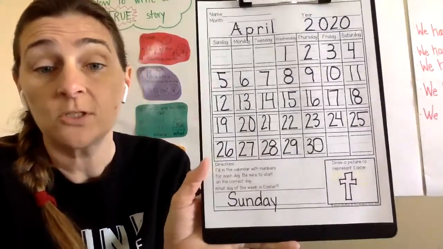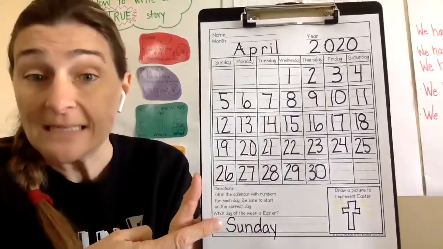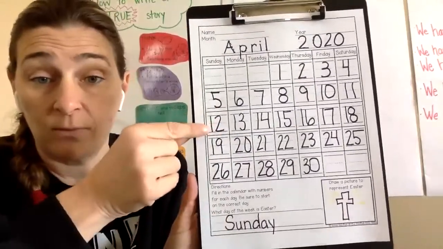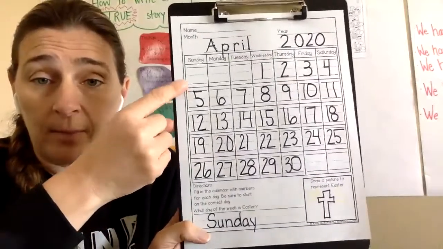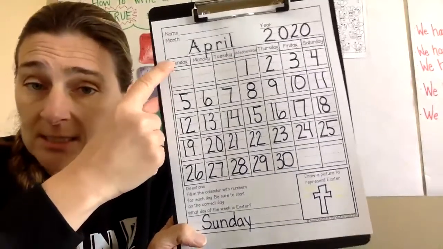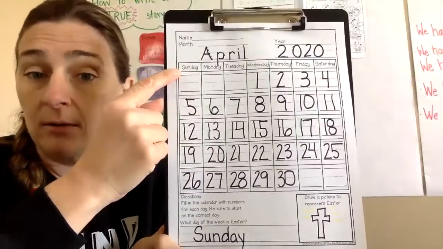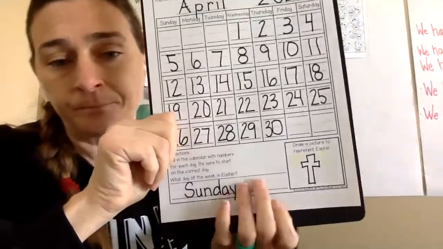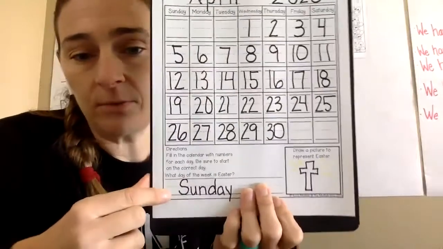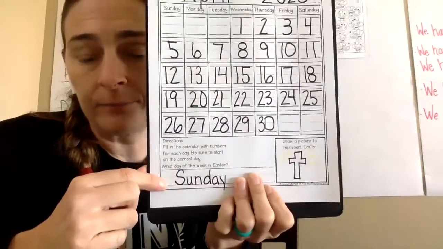Okay, the first question is what day is Easter? Okay, well, Easter is on April 12th. Okay, and if we go up to the top, we can see that April 12th is a Sunday. Okay, so on this line down here, you're going to write Sunday, okay?